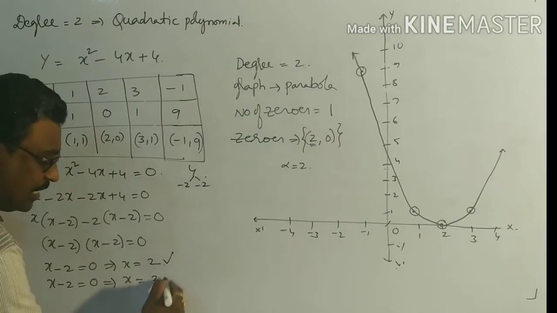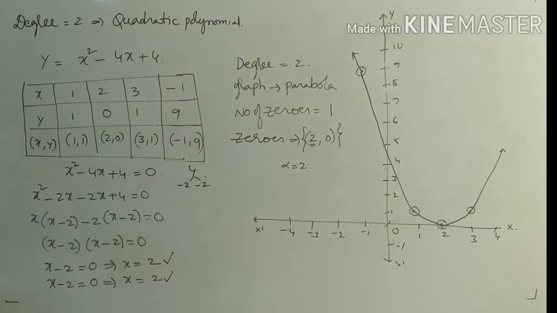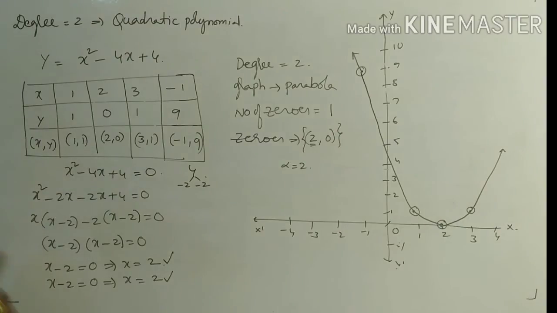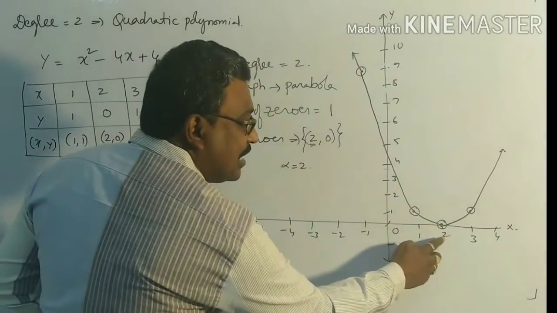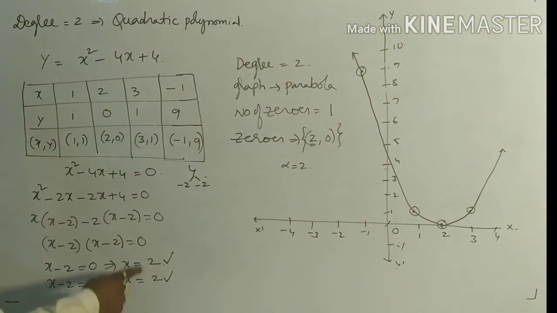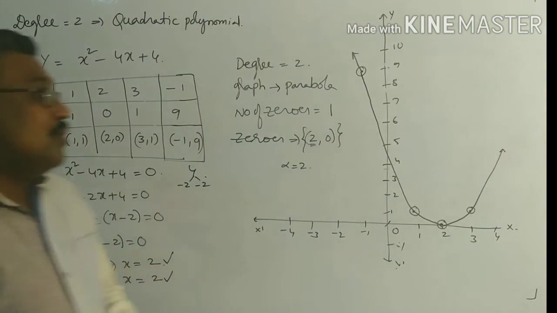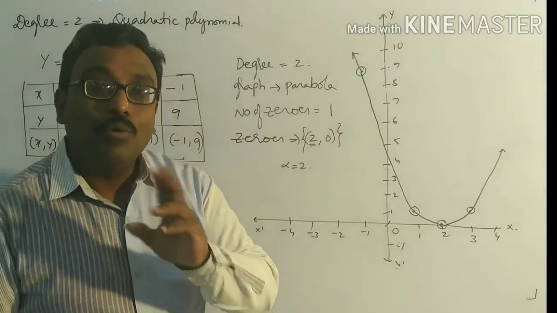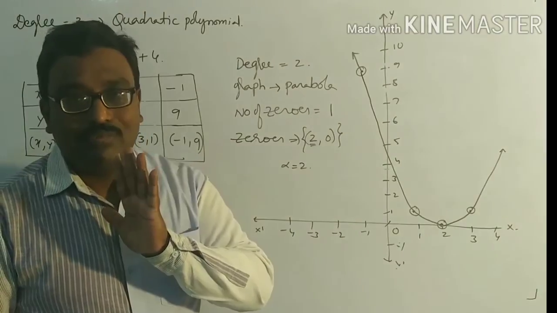Of course here it exists 2 zeros. But you can see both these zeros are the same, equal zeros. It exists 2 zeros, but both are equal. So that's why the graph is intersecting at 2 only, because both the zeros are the same. So of course this parabola is also having 2 zeros, but both are equal.